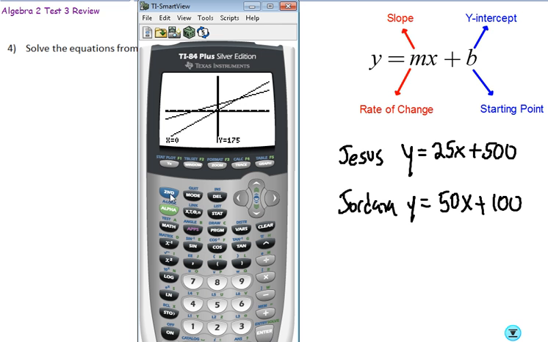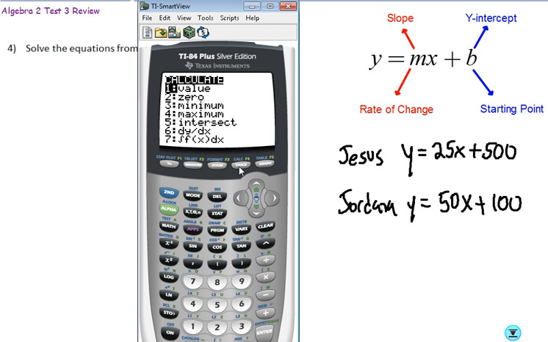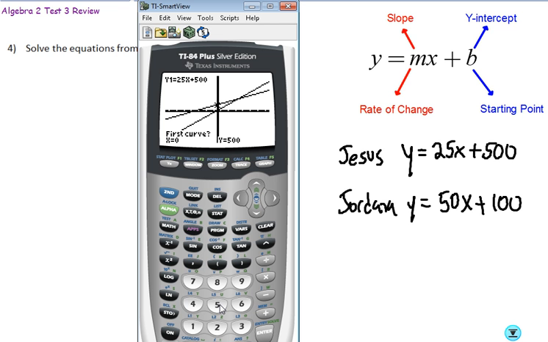So I can have the calculator tell me where the two things intersect. I can go to second trace, and what I'm looking for is the intersection. That would be number 5. It says a question mark, so basically just hit enter until the question marks go away. And then we get 16, 900, which if you look above you, is what we got by graphing. 16 months to catch up, and at that point it would be $900. Above you on number 3, we did that by hand. Here I showed you how to do that with a calculator.